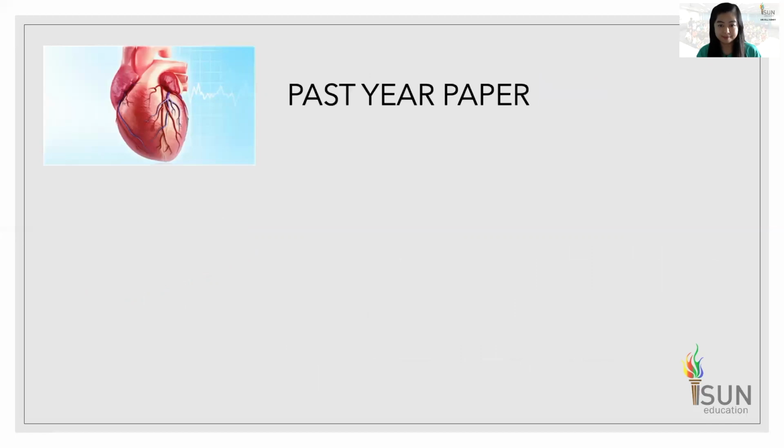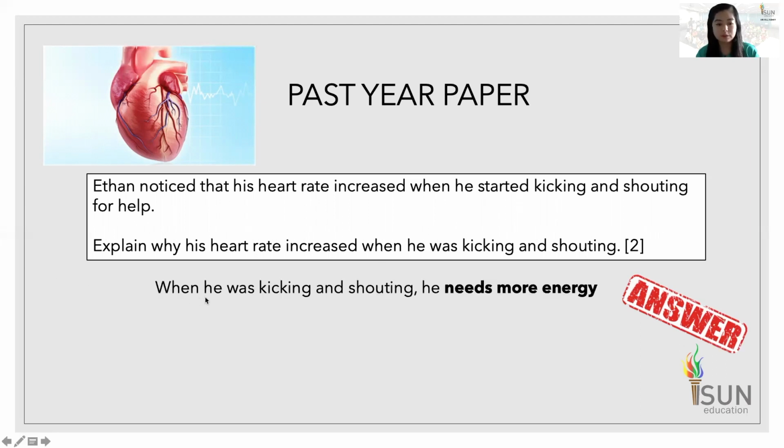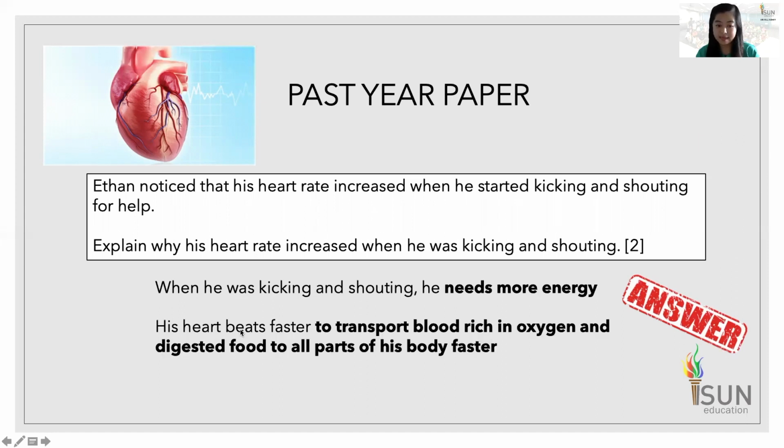Question number 1. Ethan noticed that his heart rate increased when he started kicking and shouting for help. Explain why his heart rate increased when he was kicking and shouting. Do you find this familiar? Yes, so now we will use the template answer, but we have to edit it a little. When he was kicking and shouting, he needs more energy. So his heart beat faster to transport blood rich in oxygen and digested food to all parts of his body faster to produce more energy during respiration.